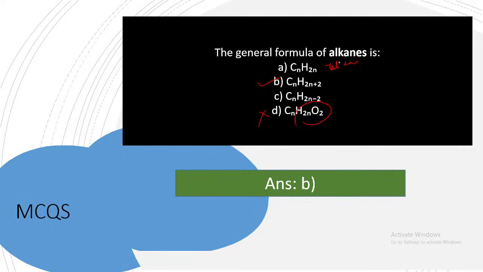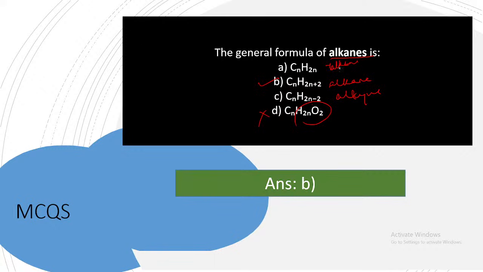CnH2n+2 is alkane, and this one is alkyne. Okay, so remember these three formulas. Here they have asked for alkanes, so alkane will be CnH2n+2. For alkene it will be CnH2n, and for alkyne it will be CnH2n-2.